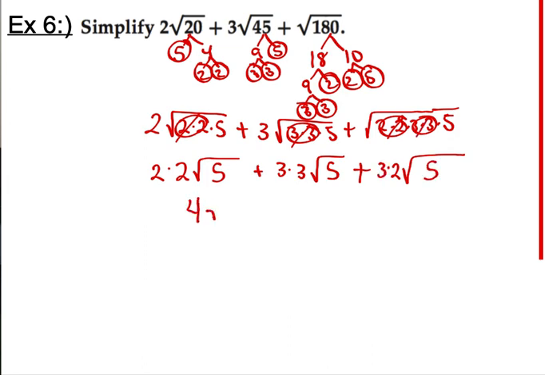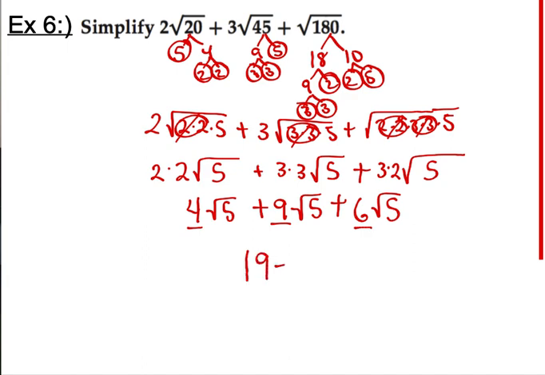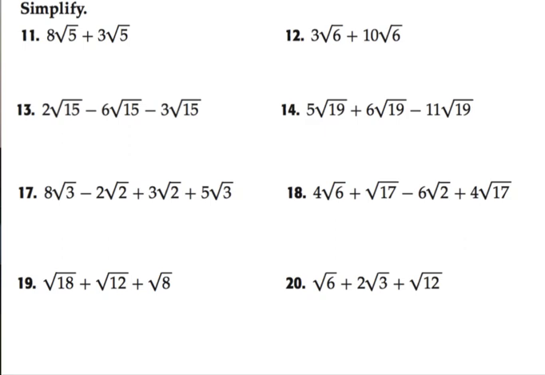This gives me 4 square roots of 5, plus 9 square roots of 5, plus 6 square roots of 5. After doing that reducing, these are all square roots of 5. Since they have the same radical, we can add 4 plus 9, which is 13, plus 6, which is 19. This reduces to 19 times the square root of 5. So sometimes you will have to break down and simplify the square roots before you can combine them together.